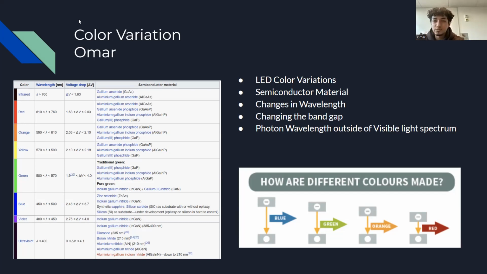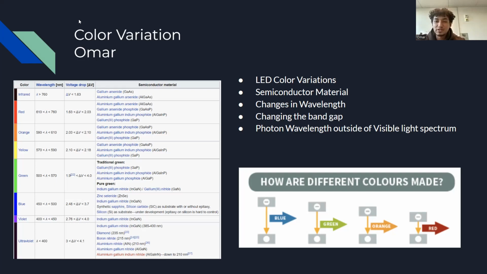For example, blue photons contain greater energy, hence a higher energy transition is required to produce blue light, whereas a red photon will require a lower energy transition. This can be seen in the bottom right picture, where they all basically contain the same semiconductor. The only difference is the band gap. If we have a large band gap, we're going to produce blue photons. If we have a small band gap, we're going to produce red photons.